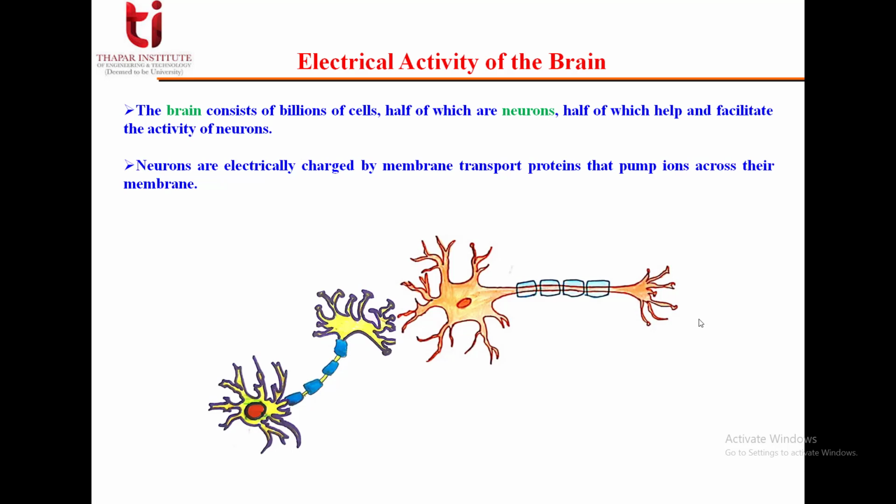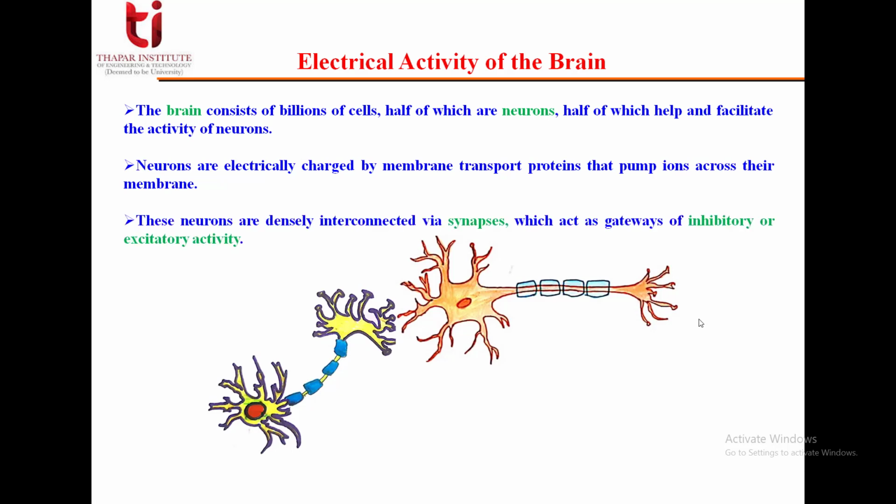Neurons are electrically charged by membrane transport proteins that pump ions across their membrane. These neurons are densely interconnected via synapses. This also we have studied in the lecture on the nervous system and neuron. These neurons then act as gateways of inhibitory or excitatory activity. So this is showing the synapse, you can see.